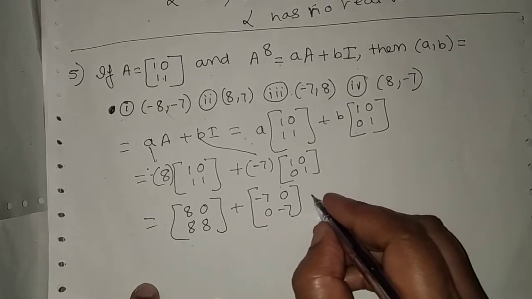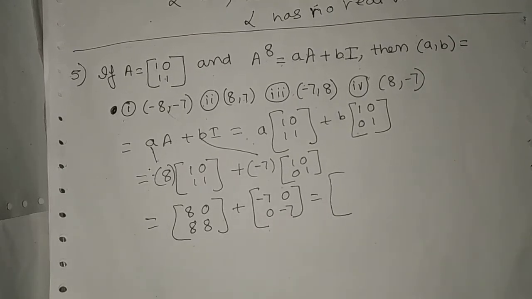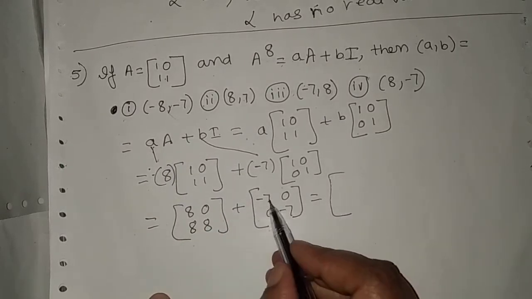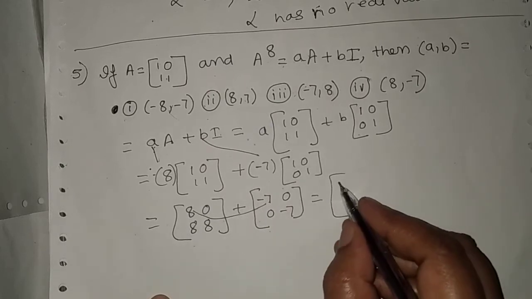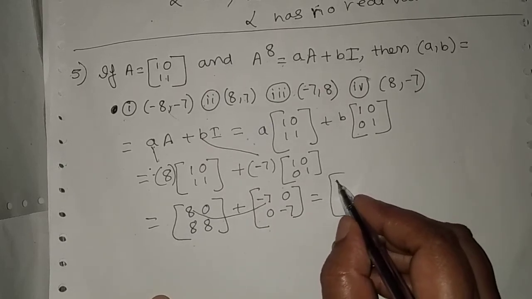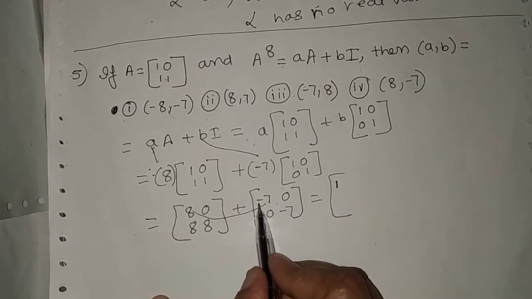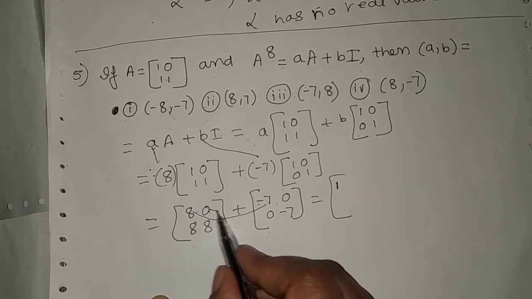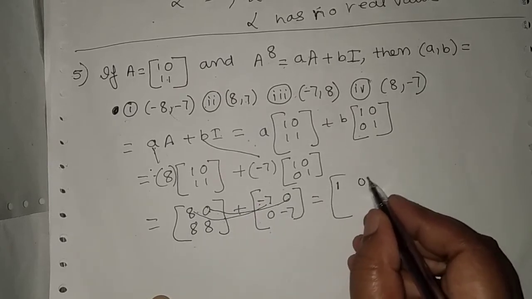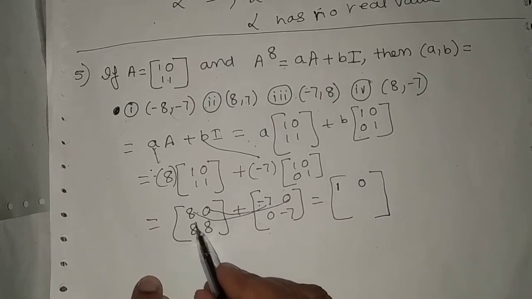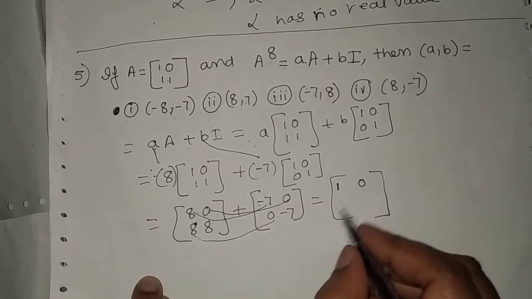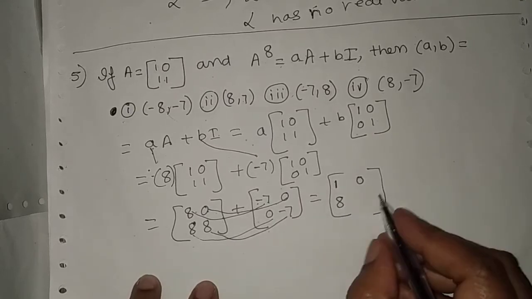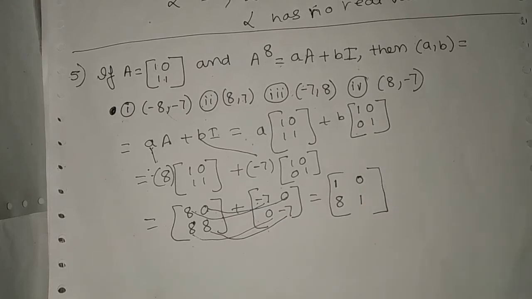After this multiplication, add these two matrices. Add these two, that is A plus B I. So adding this directly, 8 minus 7, how much we get? 8 minus 7 is 1. Then 0 plus 0, what we get? 0 only. Again here 8 is there, 8 plus 0 means 8 we are getting. Then here 8 minus 7 is 1. So 1 0 8 1.